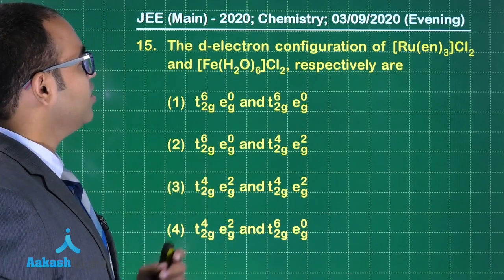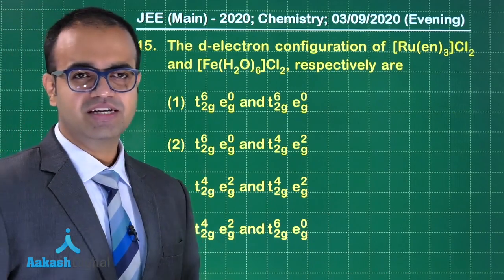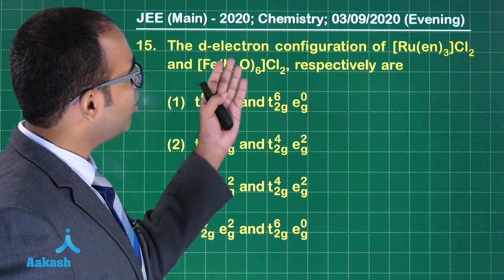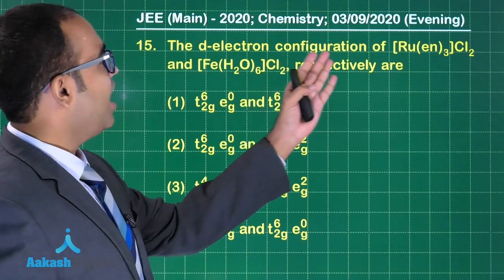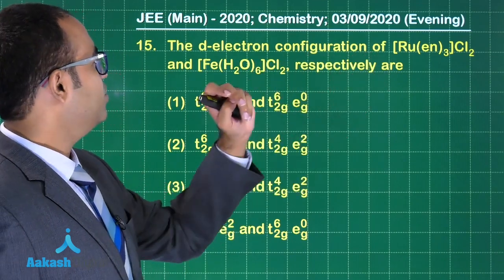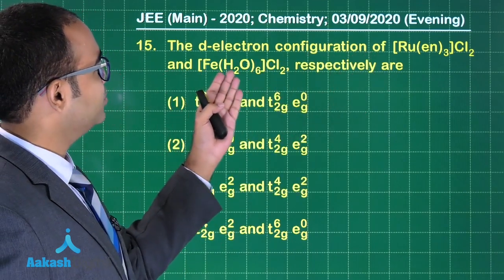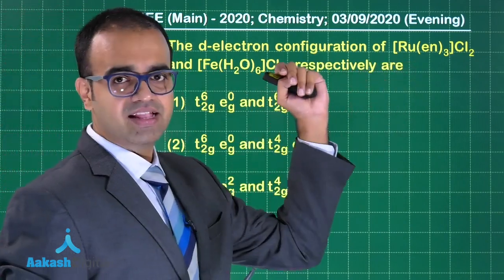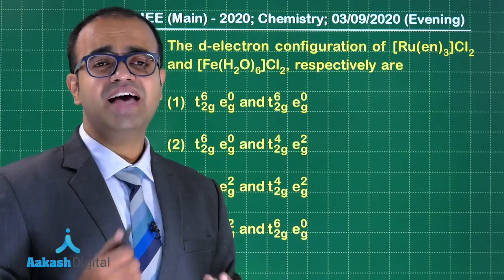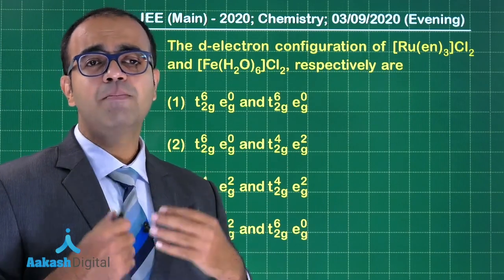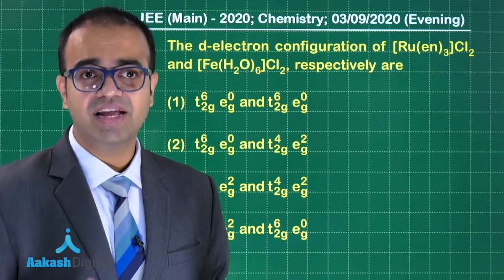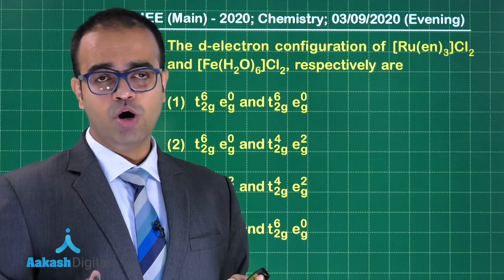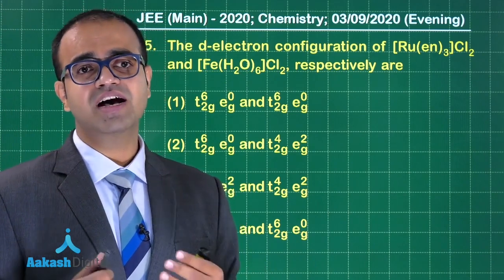Okay, so a question from coordination chemistry. Let's look at the question, guys. The d electron configuration of Ru(en)3Cl2 and Fe(H2O)6Cl2 respectively are. First of all, what is en? En is ethylenediamine. It is a bidentate ligand, it is a strong ligand. H2O, water, is a weak ligand.